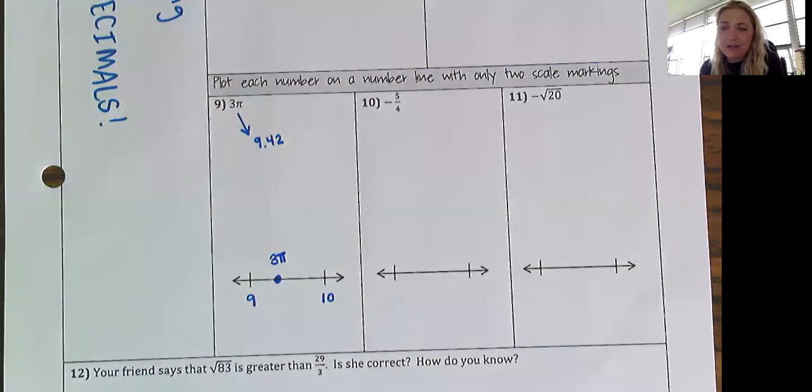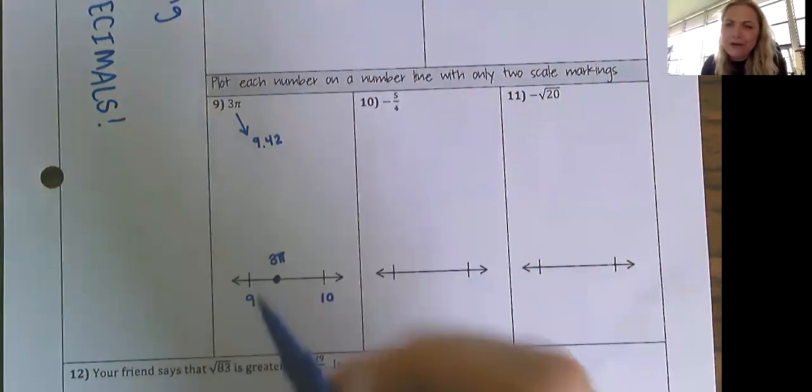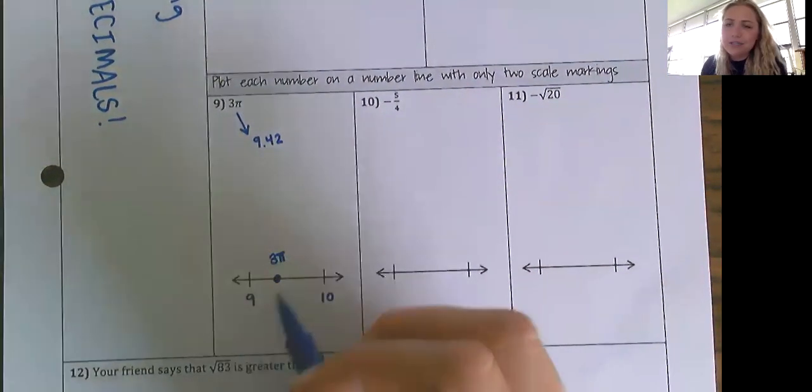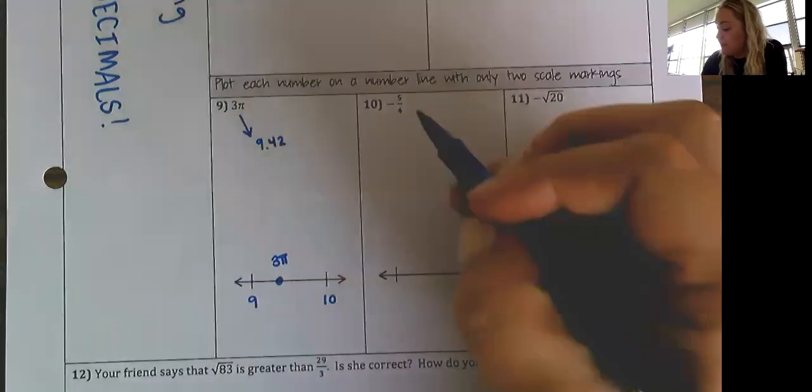Because if I were to tell you that I was 3 pi years old, that doesn't make sense, but 9.42, that means I'm about 9.5 years old. And looking at a number line, I can see, oh, that weird kid who said he was 3 pi, he's a little over 9, which makes sense because 9-year-olds are kind of weird. All right, let's go to the next one.